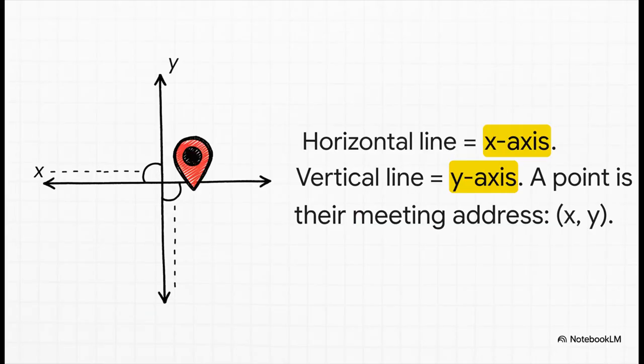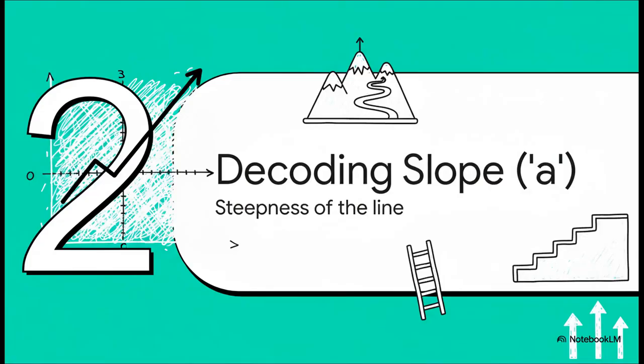And this map is surprisingly simple. You see that flat line running left to right? That's our x-axis. And the one going straight up and down? That's the y-axis. Any specific spot on this graph is just like a street address, written as (x, y). It tells you exactly where to go. Okay, our canvas is all set.